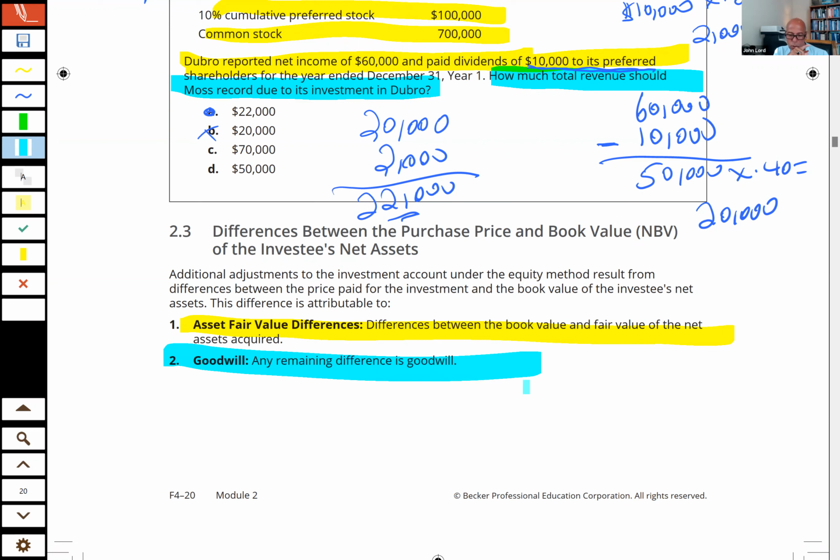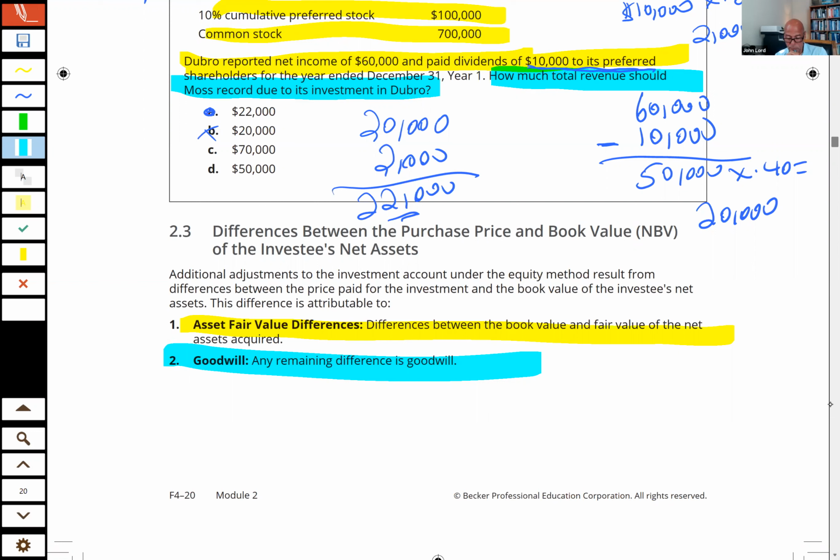Now, when you are at 50% or less, you're not going to consolidate. Listen to me, guys. That goodwill does not get reported anywhere. Goodwill only gets brought onto the consolidated financial statements. So be careful with questions. If they ask what is the amount of goodwill that should be reported, unless we're consolidating, the answer is 0.